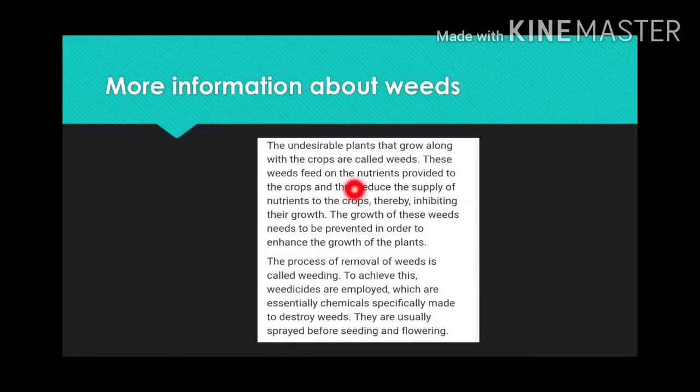The undesirable plants that grow along with the crops are called weeds. These weeds feed on the nutrients provided to the crop and thus reduce the supply of nutrients to the crop, thereby inhibiting its growth. The growth of these weeds needs to be prevented in order to enhance the growth of the plant. The process of removal of weeds is called weeding. To achieve this, weedicides are employed, which are chemicals specially made to destroy weeds. They are usually sprayed before seeding and flowering. Now this was all about weeds.